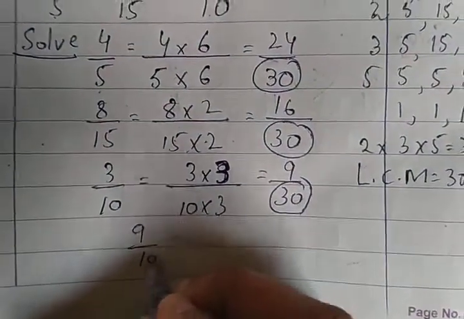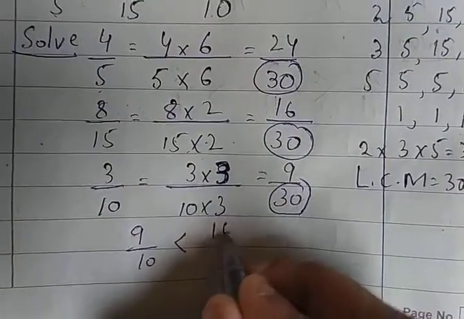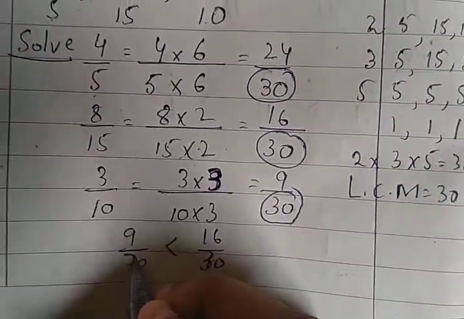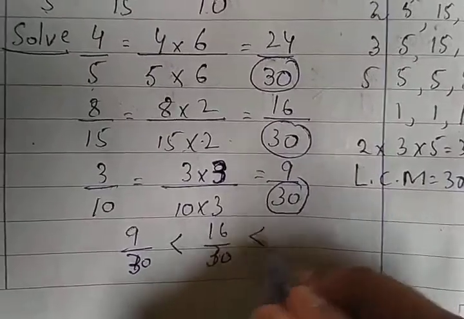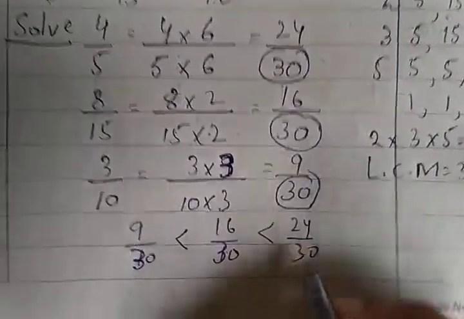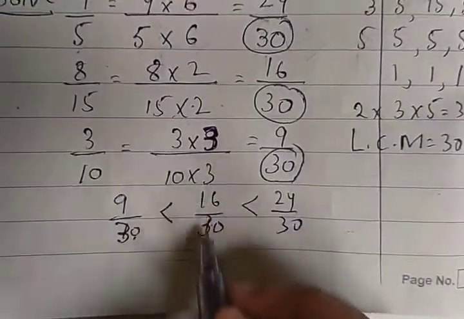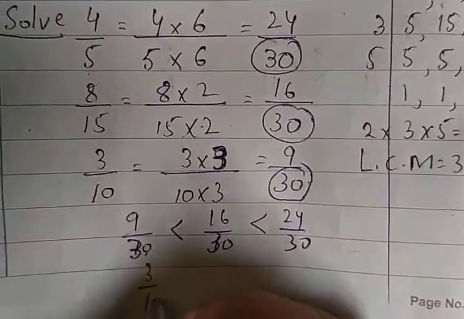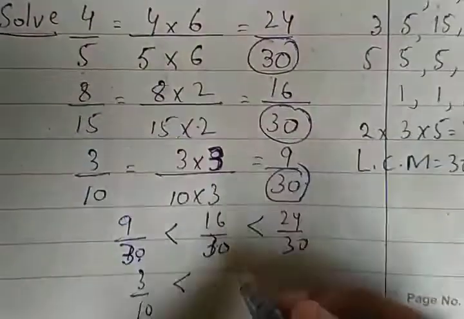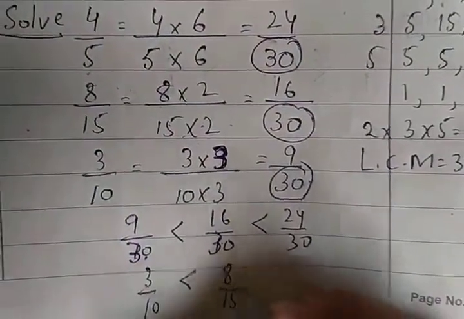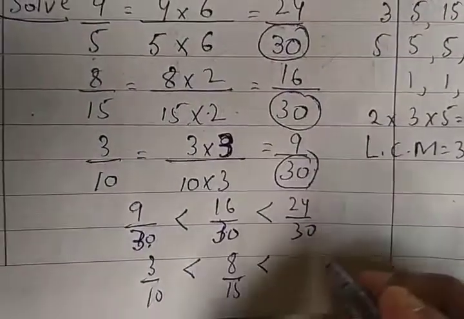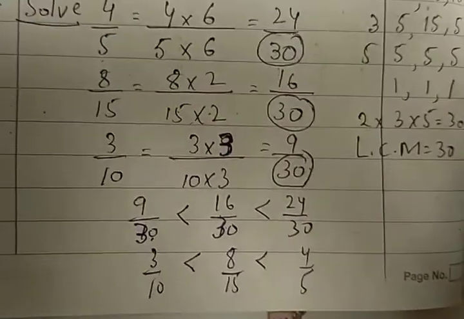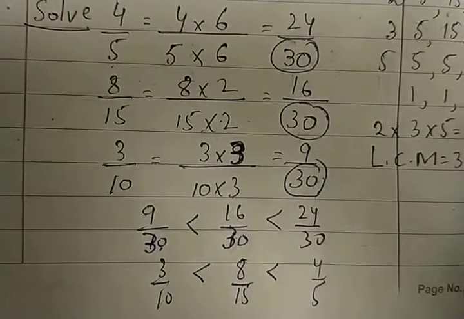9 upon 30, 16 upon 30 and 24 upon 30. 9 upon 30 comes from 3 upon 10, 16 upon 30 comes from 8 upon 15, and 24 upon 30 comes from 4 upon 5. So these are the fractions written in ascending order.